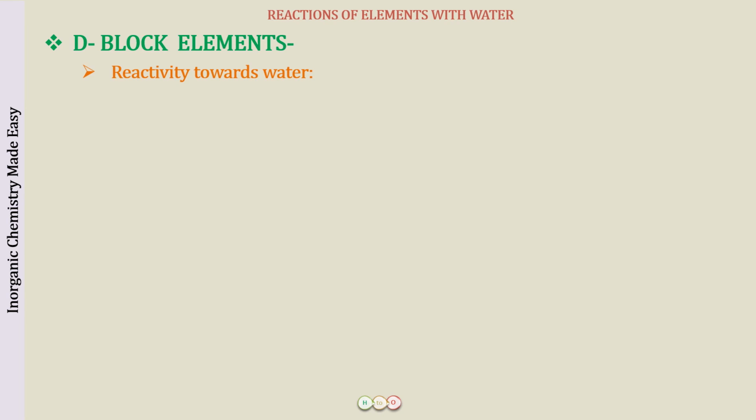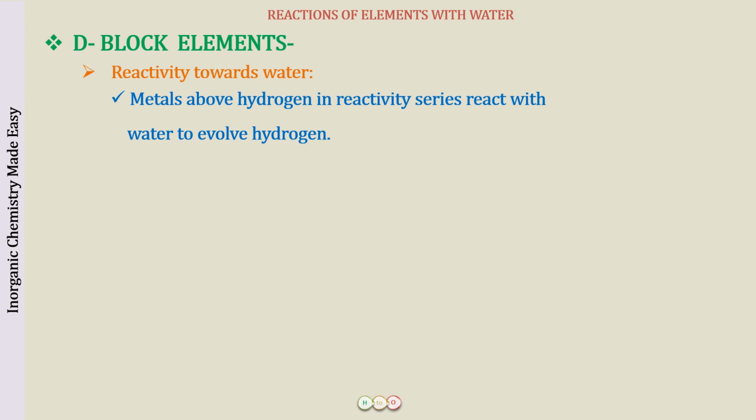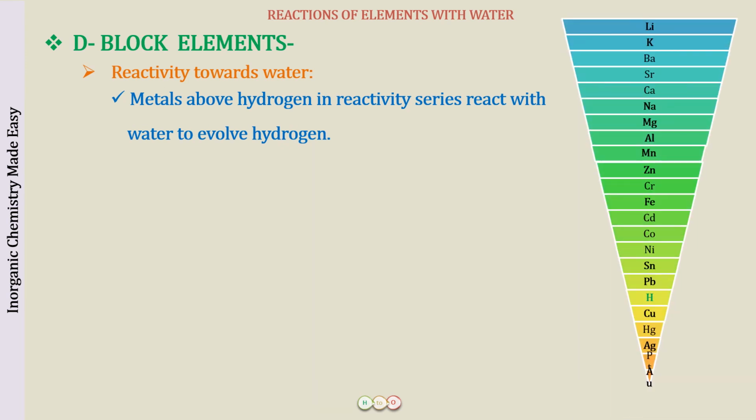Okay, so we move on to the D block elements, and from the D block elements you have to just remember about the 3D elements only, not about the 4D and the 5D elements. That is not required. And here what we are going to discuss is what we've already discussed at the start of this lecture. All the D block elements are metals, and how are the metals reacting? All the metals which are above hydrogen in the reactivity series will be reacting with water to evolve hydrogen. The reactivity series, I'm again putting it for you.